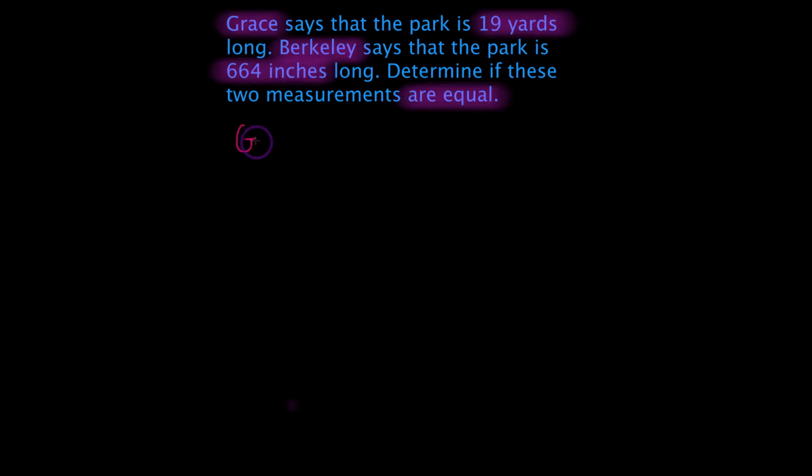So we have Grace over on one side and Berkeley over on another. Now Berkeley says that the park is 664 inches long. I'm just going to put IN with a dot down for inches. And I'm going to change colors. I'm going to go back to Grace. Grace says that the park is 19 yards long, so I'm going to write down 19 yards, or just YD.